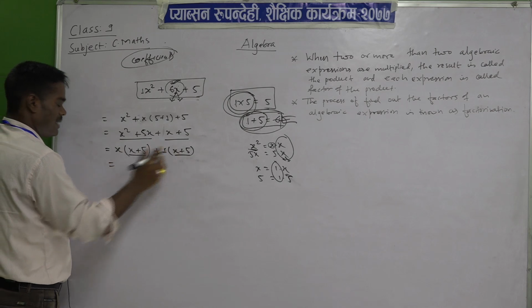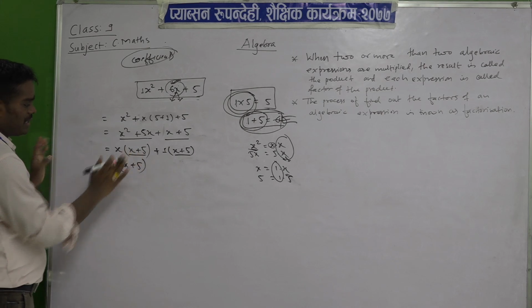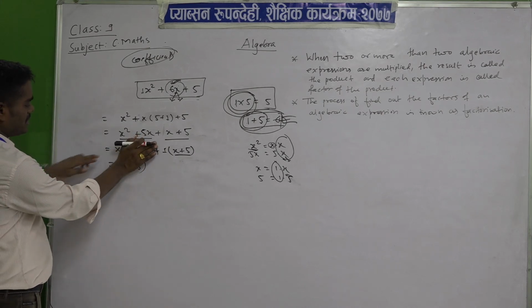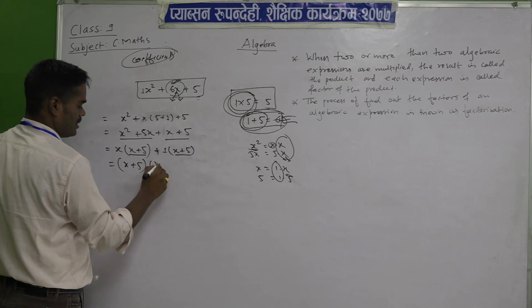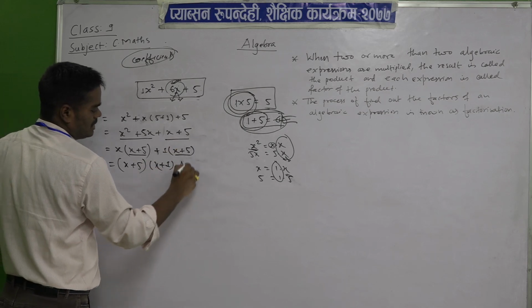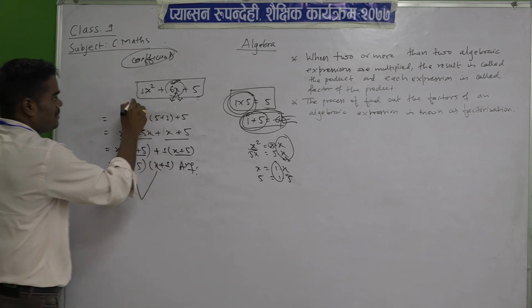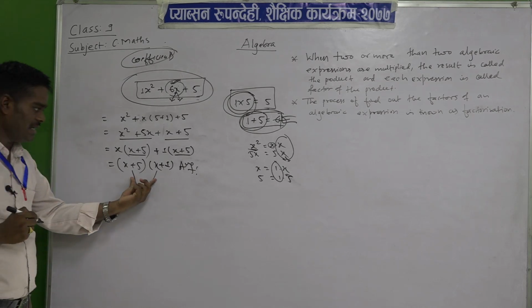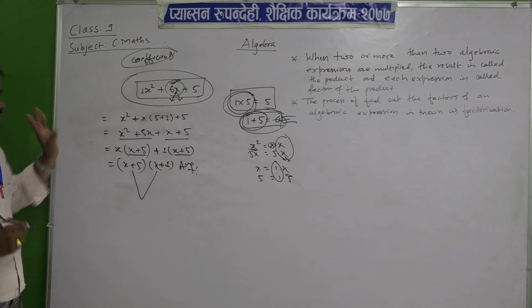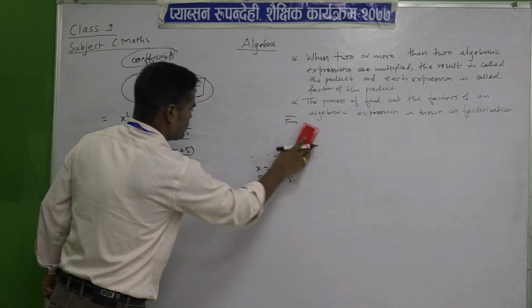So x plus 5, again you have to take common. x plus 5 we have taken common, and then after taking common, what is left here? See here, x, and here 1 plus 1. This is the answer. So these 2 are the factors of this expression. If you multiply them again, you will get the same. Let's see whether you will get the same or not.